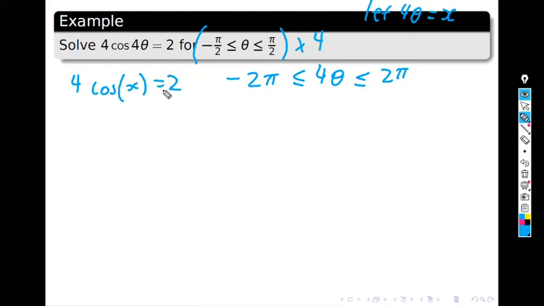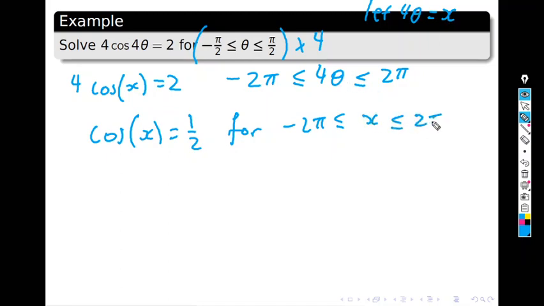So now we can say, well, 4 cos of x is equal to 2. For this domain where, well, let's actually just rearrange it a bit. So divide both sides by 4, make it that nice thing that we like looking at. So it's what, 2 on 4, which is a half. For minus 2 pi is less than or equal to, we can replace this 4 theta with x. X is less than 2 pi. So now we know we're looking for values of cos of x that are equal to a half between minus 2 pi and 2 pi.